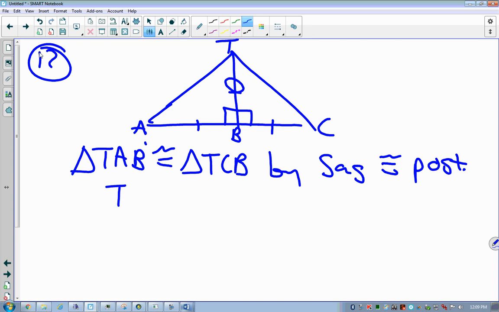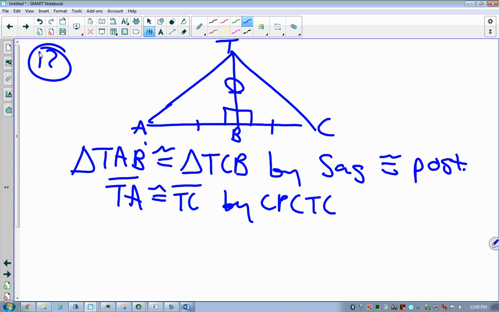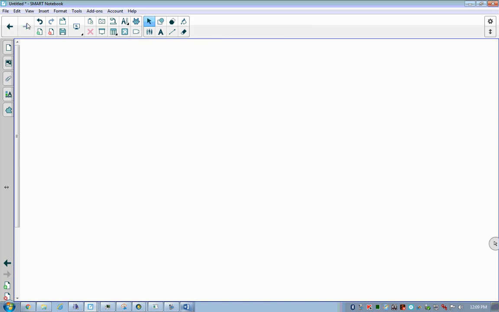So TA is congruent to TC by CPCTC. You'll notice it's not a 2-column proof, but I will accept that. Okay. All right, so that was 17. Need to do number 10.